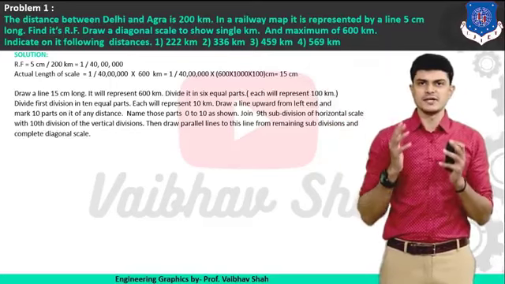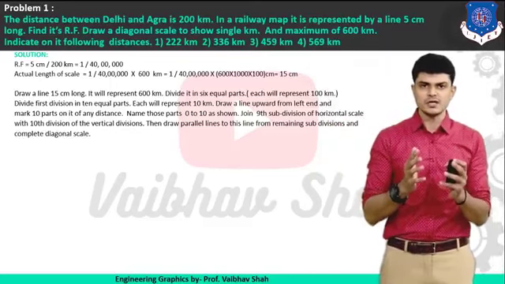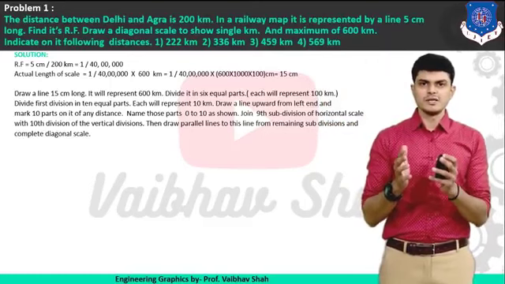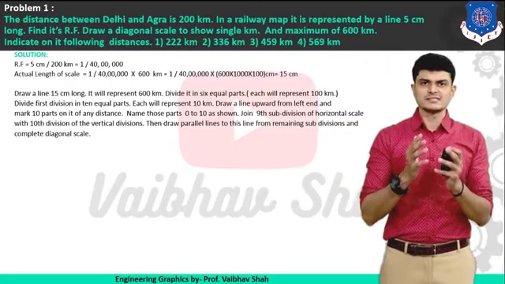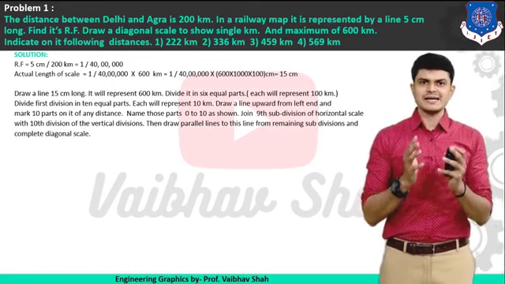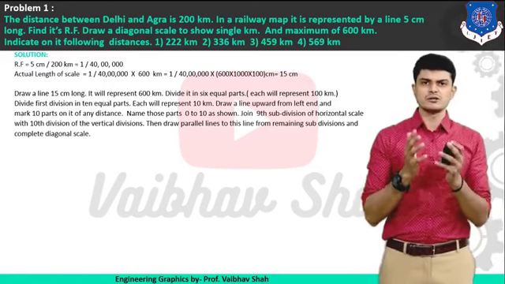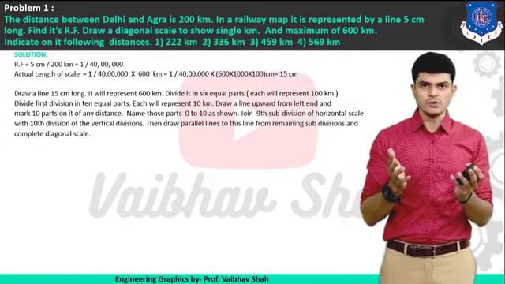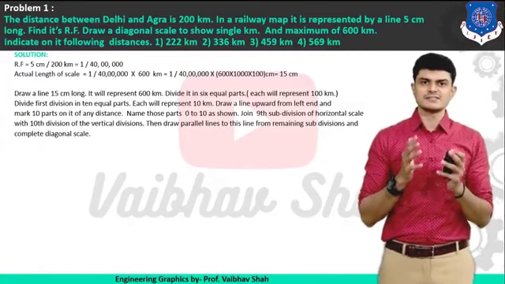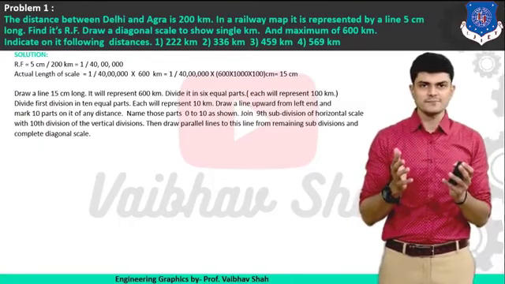Maximum of 600 kilometers. That means you need to put 600. So 1 by 40 lengths into 600 kilometers. Now let us ask ourselves, is it possible to draw 600 kilometers onto your drawing sheet? No. So now we must convert this 600 kilometers into what?